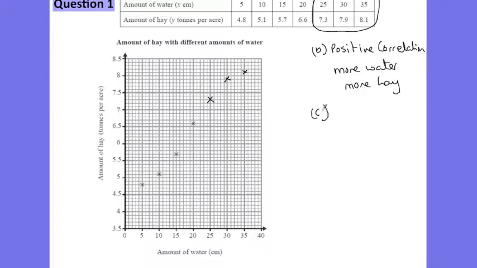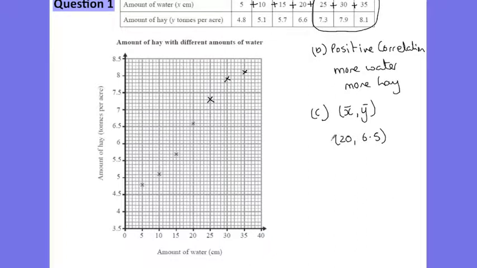We're then asked to calculate the mean. To be able to calculate the mean point, we are going to need to find the mean of x and the mean of y. We find the mean of y and the mean of x by adding up these values. First off, x: we're adding 5 plus 10 plus 15 plus 20 plus 25 plus 30 plus 35 and dividing by 7. You then need to do the same for y. When you do that, you will get your mean point of 20 and 6.5.